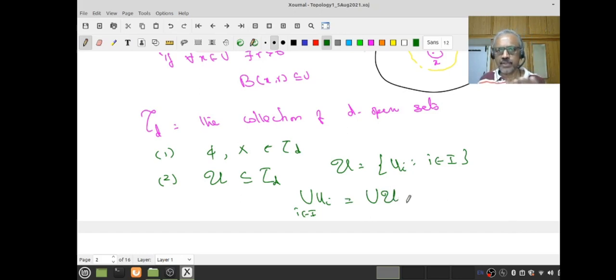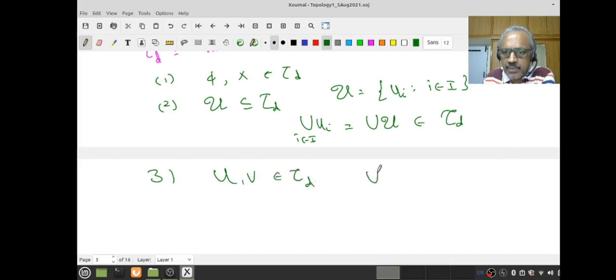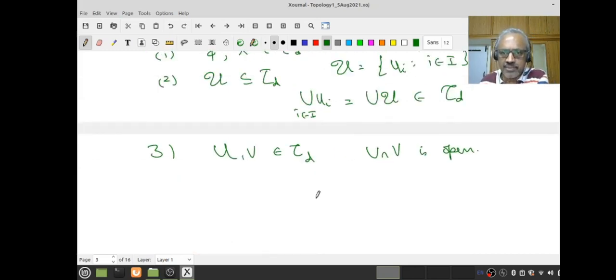My video on arbitrary collections, arbitrary unions and intersections will talk about these things. Please learn that this again belongs to tau_d. And the third thing is easy: if U and V are open, then U intersection V is open. These are very easy to prove. I'll just indicate a proof for 3 because this is very easy.